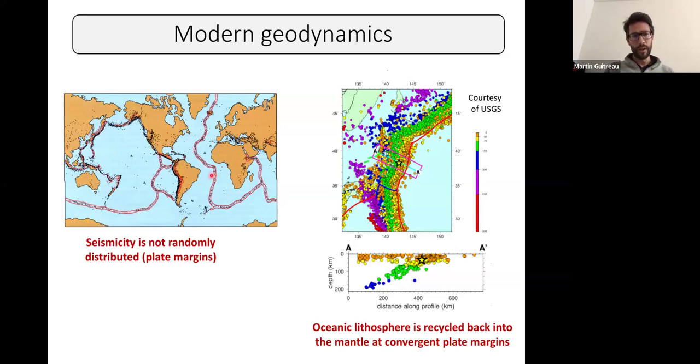When you focus on specific areas like Japan, and you look at the depth of earthquake generation, you realize that the farther you go towards the continent, the deeper the earthquake, which actually maps the Wadati-Benioff plane. That is a good argument to say that this ocean floor that is generated at ocean ridges is recycled back into the mantle at these convergent plate margins.